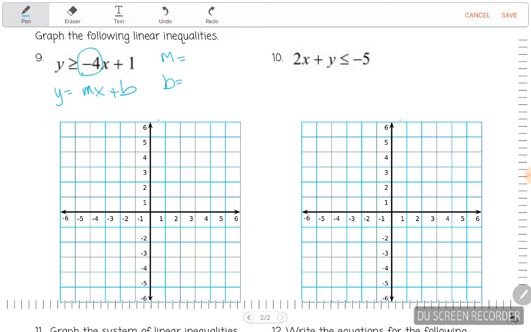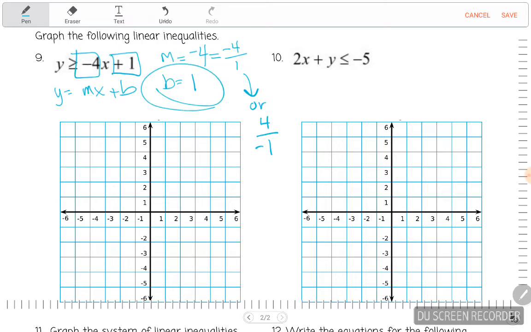M is going to be the number in front of x, so that's going to be negative 4. B is going to be the number after x, so that's going to be a positive 1. When I say negative 4 for the slope, it's probably going to be easier to think of it as a fraction, so I want to say negative 4 over 1. Or I could put the negative down below and say 4 over negative 1.